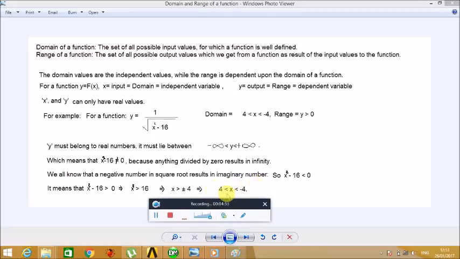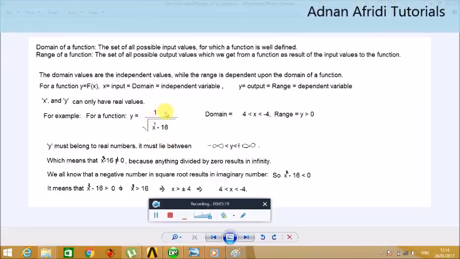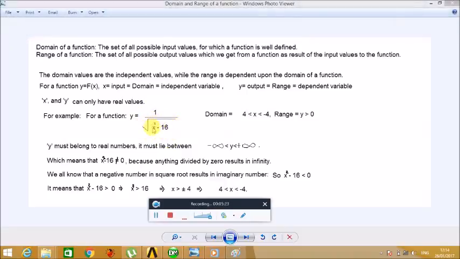Now since the numerator is positive and the denominator cannot be negative because it will result in an imaginary number, therefore the range can also not be negative. We also know that the numerator is not 0 and this term can also not become 0, so it means that the range cannot become 0 as well. So overall the range must be greater than 0.